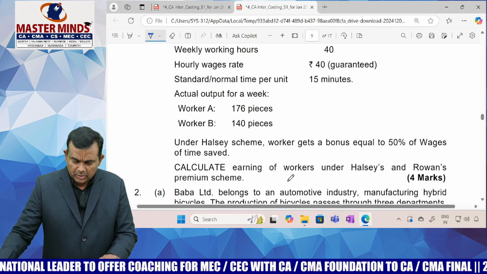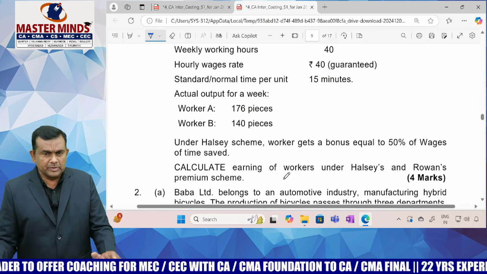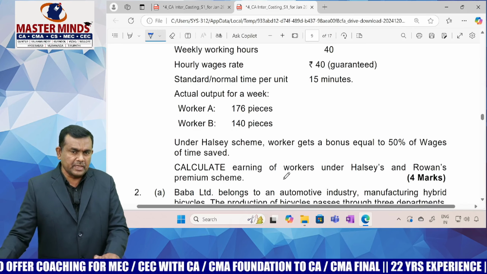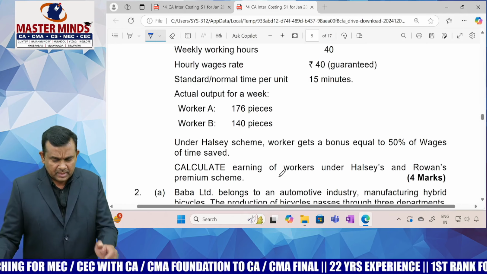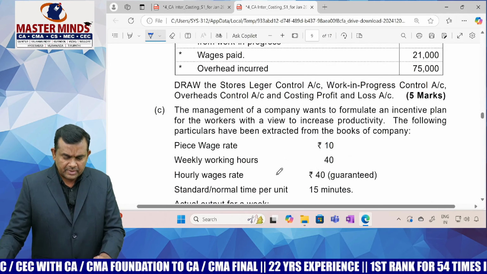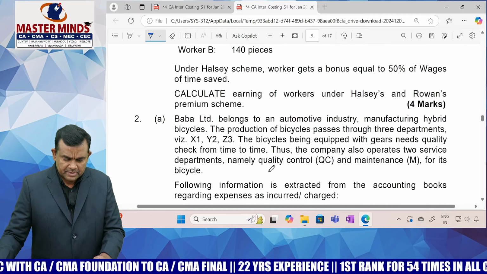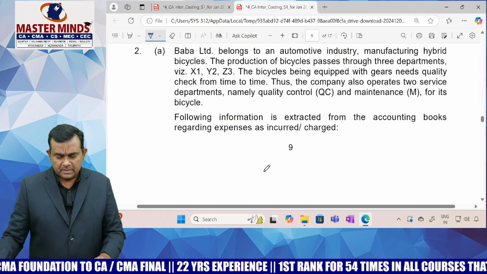Next, Rowan scheme, sir. Rowan scheme basic wage plus bonus. According to Rowan, bonus equal to TS by ST into T into R. So here straight problem, sir. Values directly given. So apply the values in the formula. So we'll get the answer. So simple question, sir. So this is the first question. Next, second.